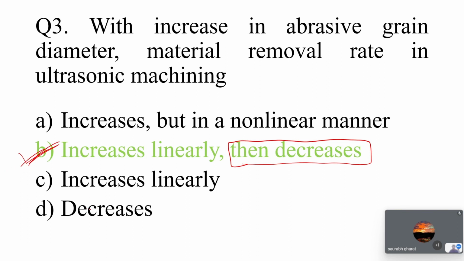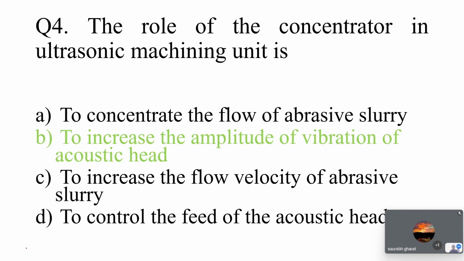Okay, the role of the concentrator in an ultrasonic machining unit is to concentrate the flow of abrasive slurry, to increase the amplitude of vibration of the acoustic head, to increase the flow velocity of abrasive slurry, or to control the feed rate of the acoustic head. So the concentrator is used to increase the amplitude of vibration.